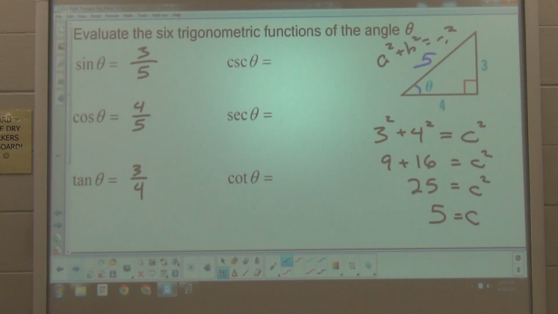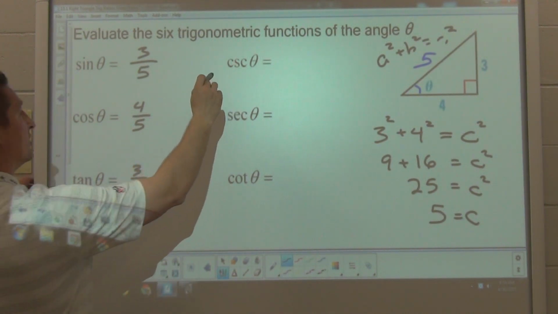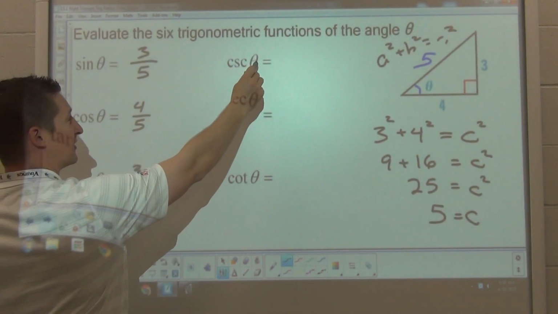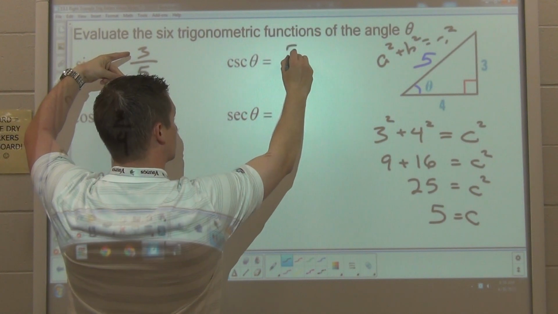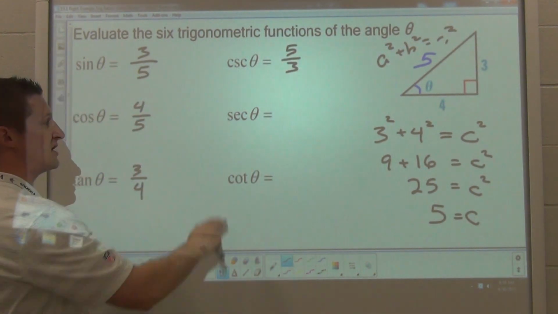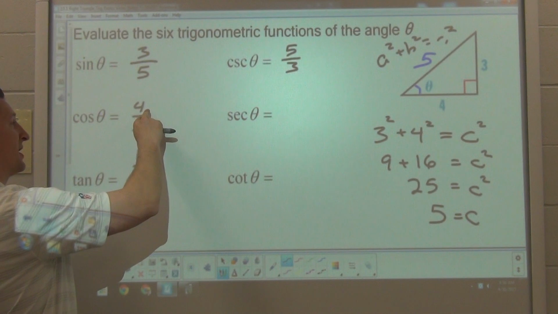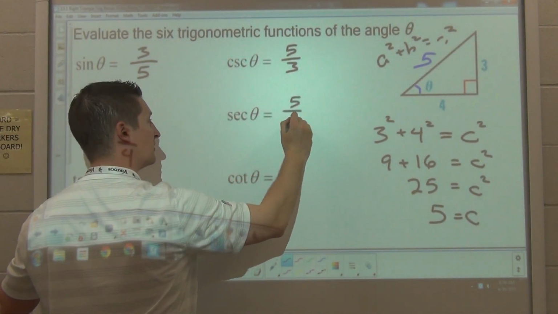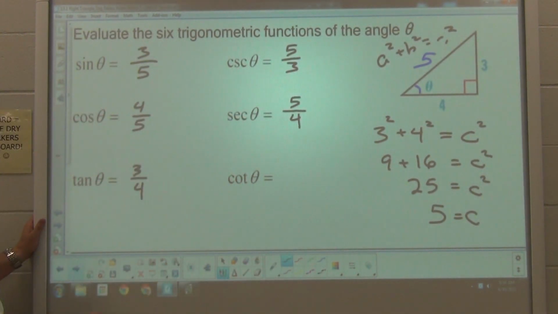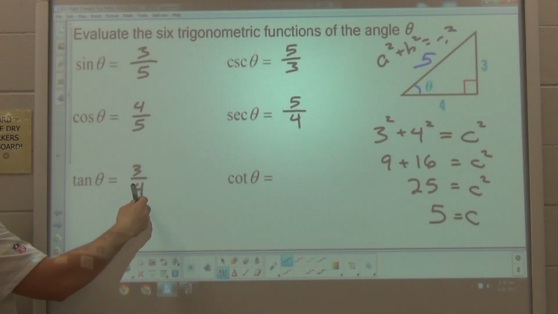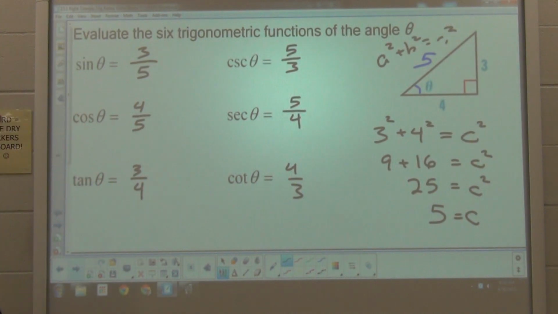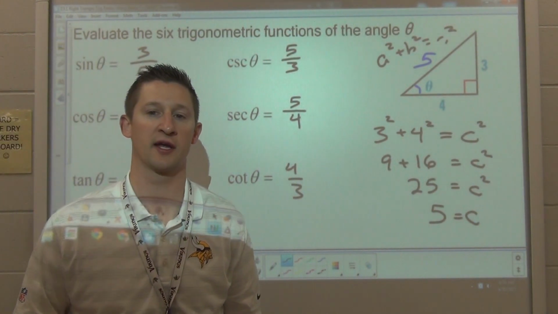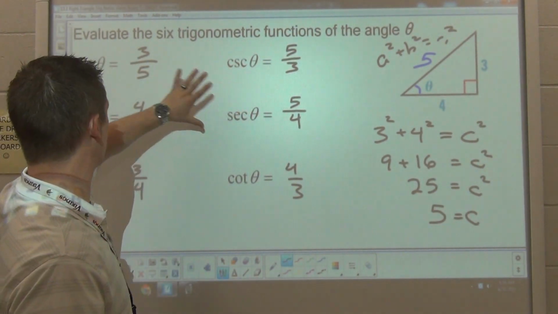Now, as we find the other 3, remember that they are reciprocals of the first 3. And I've got them lined up appropriately here. So the cosecant of theta would be the reciprocal of sine. So cosecant is going to be 5/3. Secant is the reciprocal of cosine. So 4/5 becomes 5/4. And finally, cotangent is the reciprocal of tangent. So 3/4 becomes 4/3.